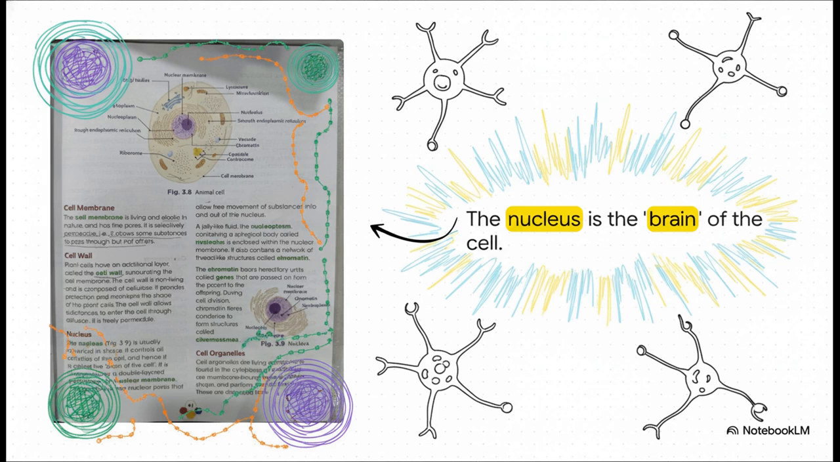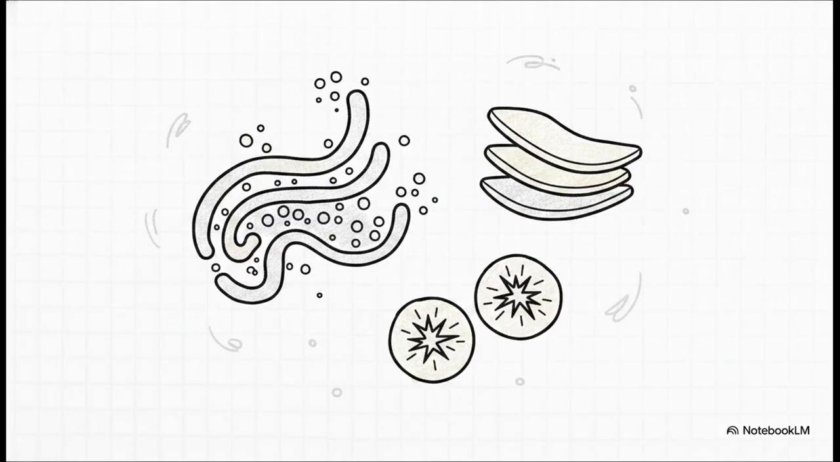It's wrapped in a double-layered membrane with tiny pores. Inside it houses a spherical nucleolus and this tangle of thread-like structures called chromatin. That chromatin is super important because it holds the genes, the actual hereditary blueprints passed from parent to offspring. Floating around in the jelly-like cytoplasm are the organelles.